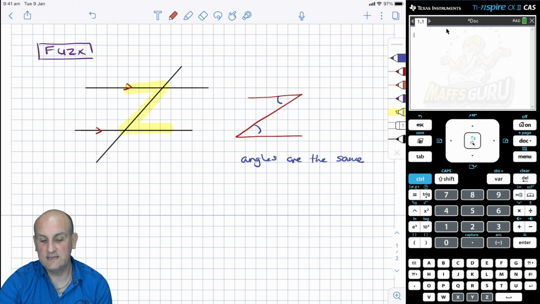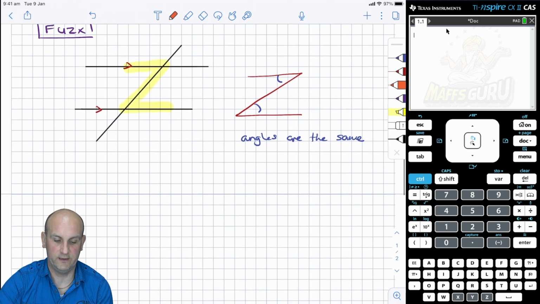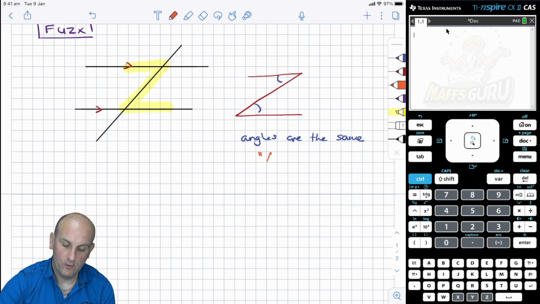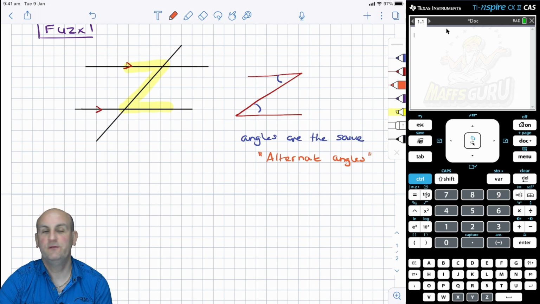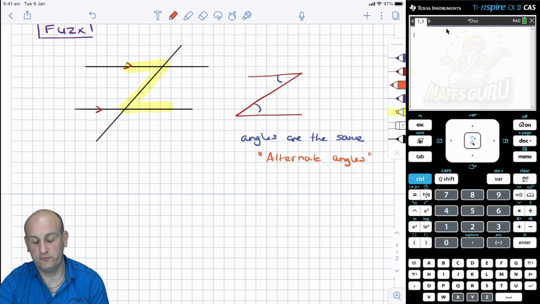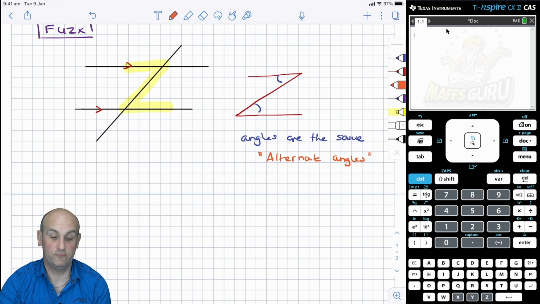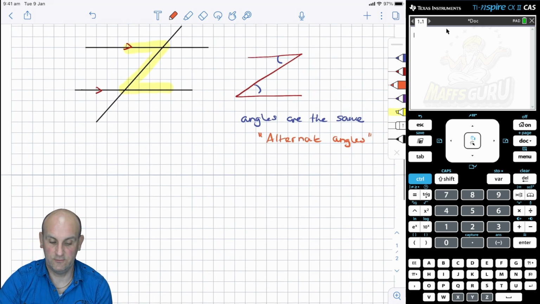Now, there is an official language for this, and they are called alternate angles. All right, I'm going to put the official words. If you ever see any of my other videos, trust me, I will just call it the Z rule. It's just going to be the Z rule, yes? So that is my Z rule.